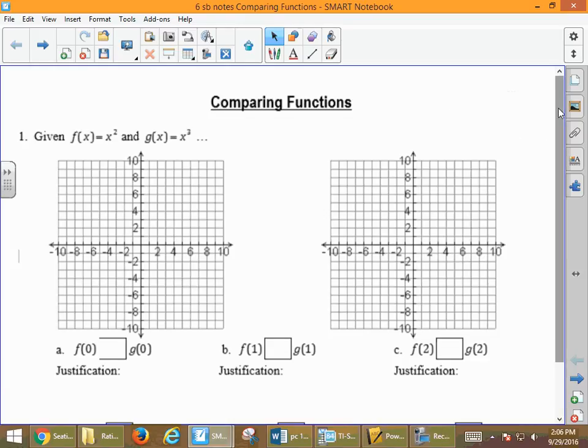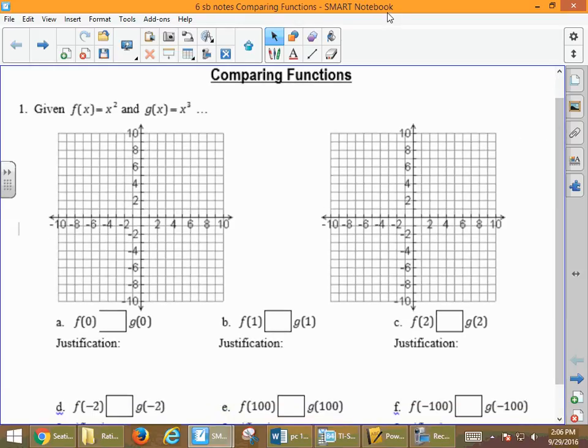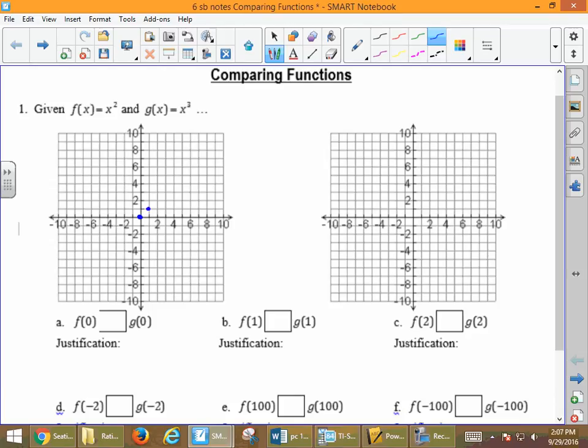Compare functions. And so to start off, we can draw our pictures of f of x and g of x, and maybe let them help us to fill in our boxes down here. And the first one, f of x equals x squared, we've been practicing that for the last couple days, has the points (0, 0), (1, 1), (2, 4), (-1, 1), (-2, 4). It's our quadratic function. And it looks like that.